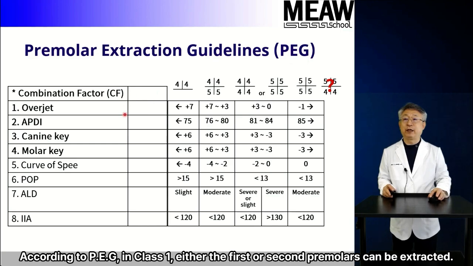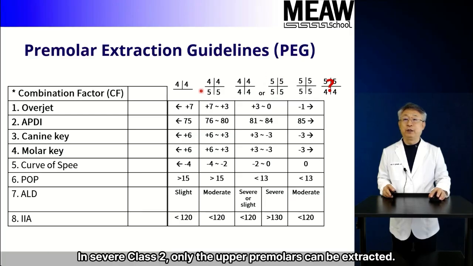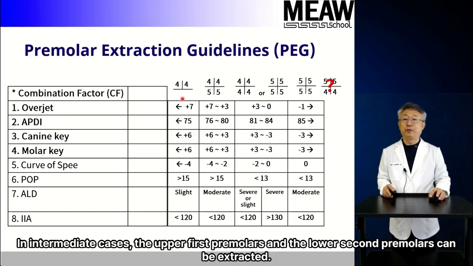According to PEG, in Class 1, either the first or second premolars can be extracted. In severe Class 2, only the upper premolars can be extracted. In intermediate cases, the upper first premolars and the lower second premolars can be extracted.